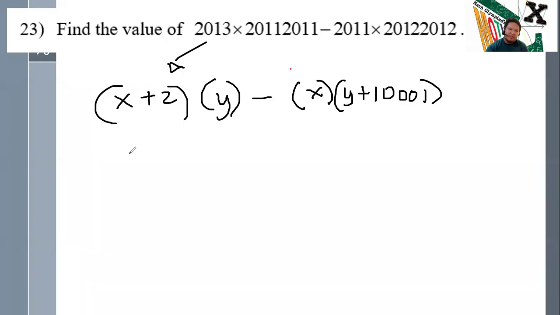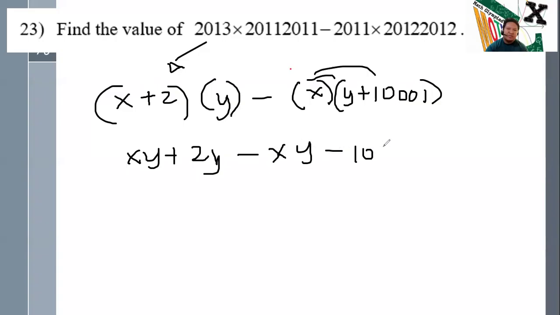So by distribution, you'll have xy plus 2y. We distribute the y here, minus xy minus 10,001 x. As you can see, we can simplify, xy minus xy will cancel out. So you'll have 2y minus 10,001 x. That will be left. But what is y?